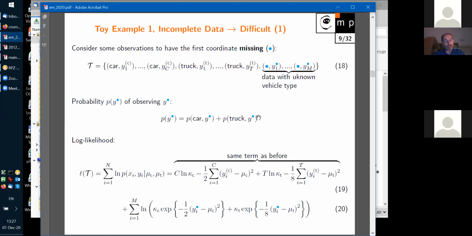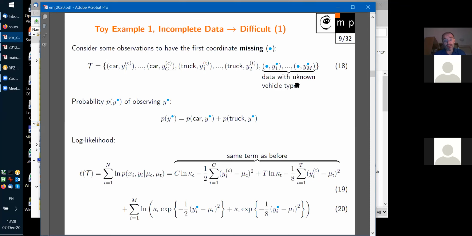And it means, and I guess this is obvious, that the estimate of the car parameter, which is mu c, the mean length of a car, is influenced by the measurements which are not labeled, because you want them also to have high likelihood. And of course, that likelihood can be increased by the car or the truck distribution explaining the data with unknown vehicle type. Let's look at this formally.